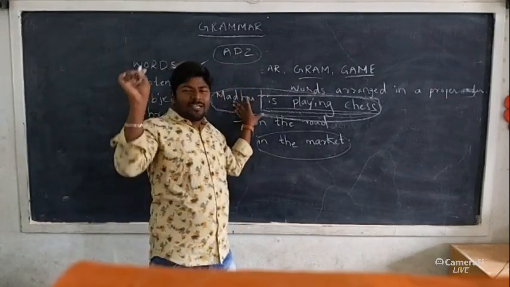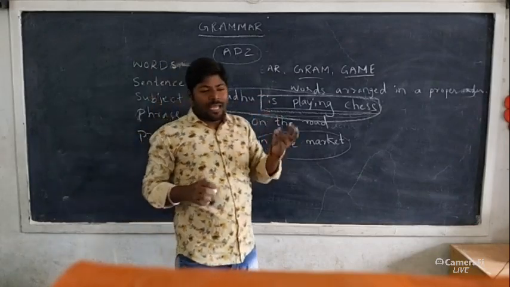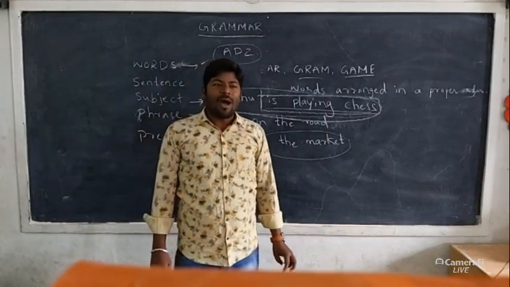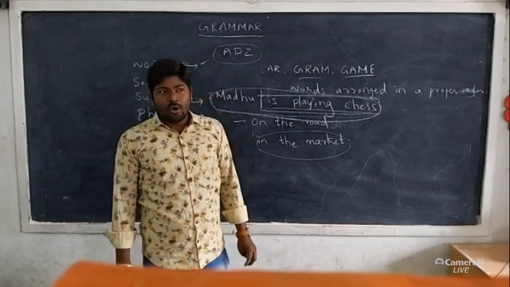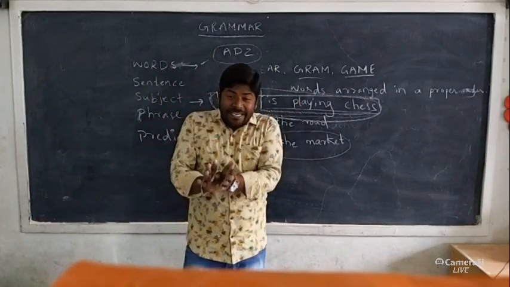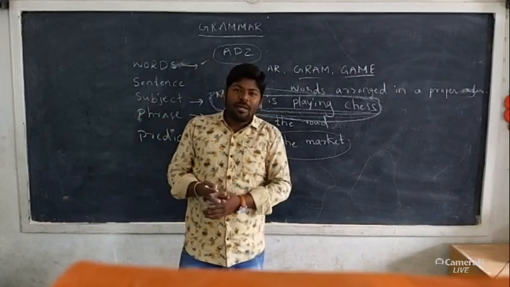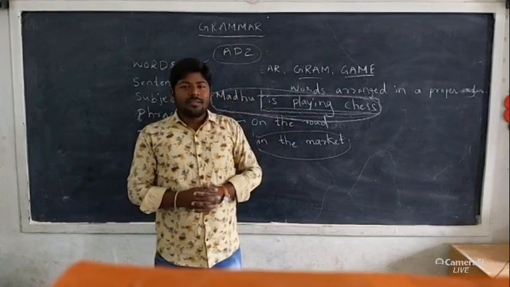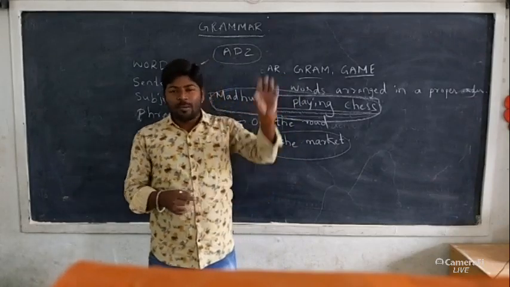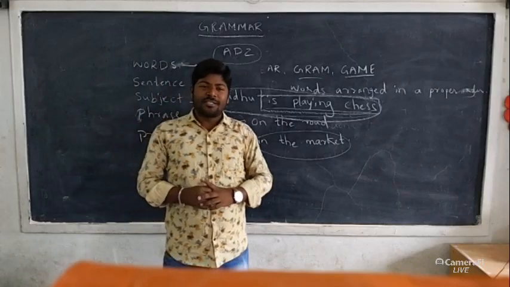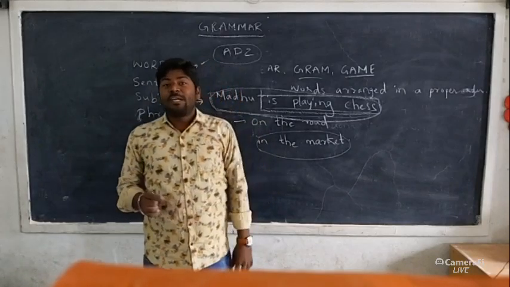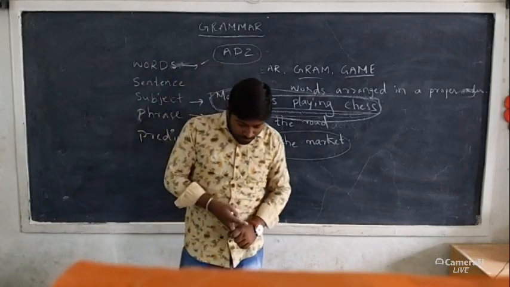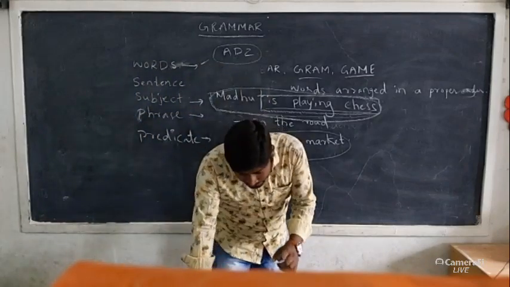We have 12 tenses actually. We have three major tenses: present tense, past tense, and future tense. In each tense we have 4 aspects, nothing but 4 parts. In present tense: simple present tense, sometimes we call it present simple also, present continuous tense, present perfect tense, present perfect continuous tense. In the same way in past tense also. Okay, let us see.